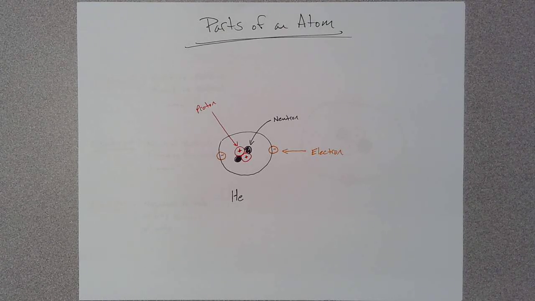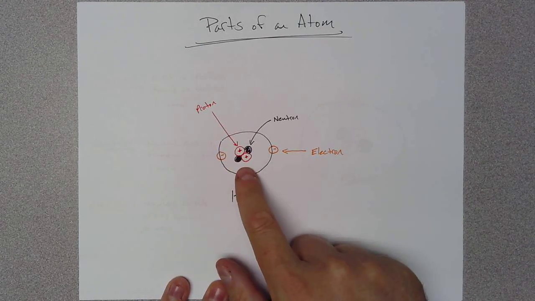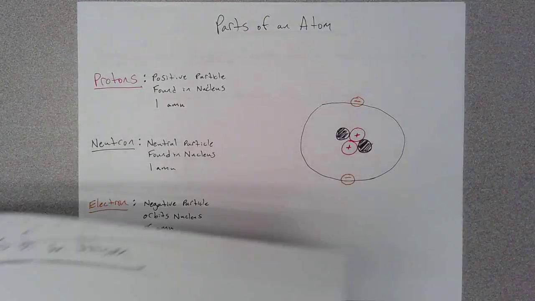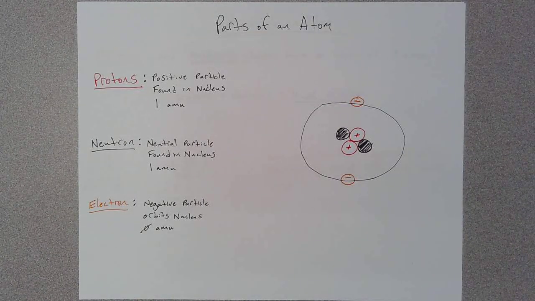So now that we have the Bohr model of the atom to start working with, we can start talking about these individual parts that make up the atom. So this is an example of helium, and we can see there's some protons, there's a neutron in here, and an electron. So let's look at some individual parts.